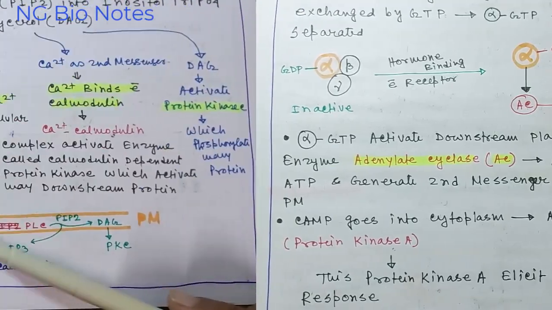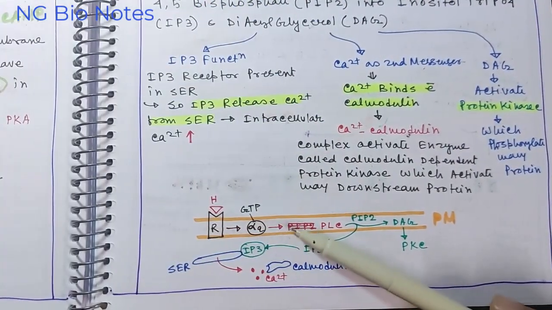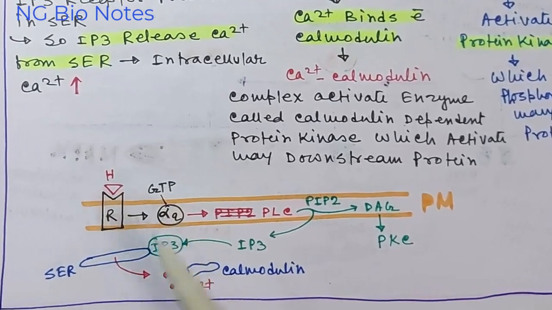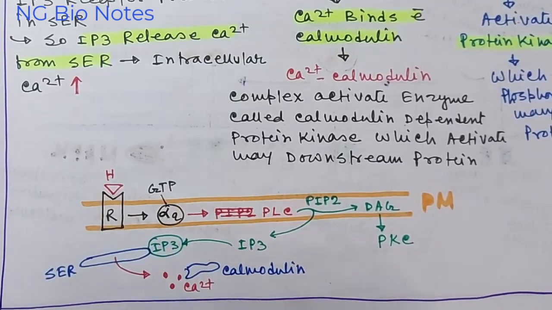Cyclic AMP goes into the cytoplasm and activates protein kinase A, and this protein kinase A elicits cellular responses. We studied the function of group B hormone, and in these cases the hormone binds with a receptor, and this will activate another type of G protein which is different from group A hormone, and in this case this G protein is called GQ, and the function is actually similar to group A hormone.